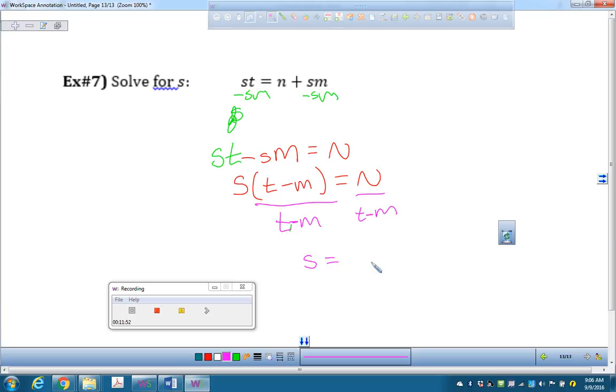And you get S equals N over T minus M. Sorry, where's my eraser? T minus M.